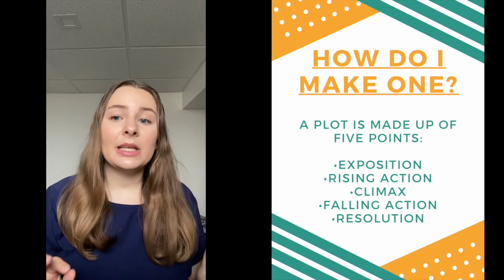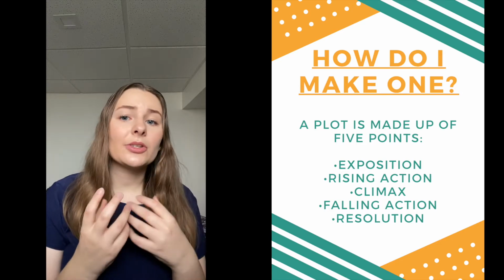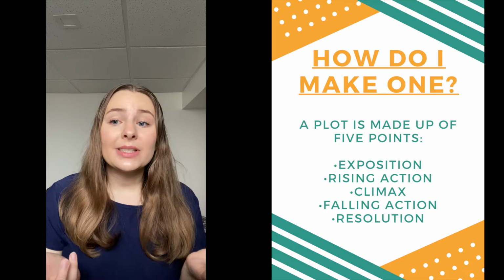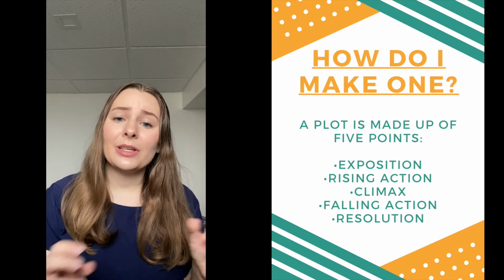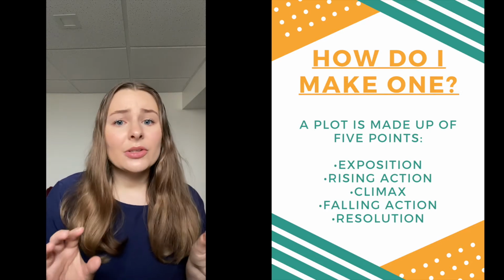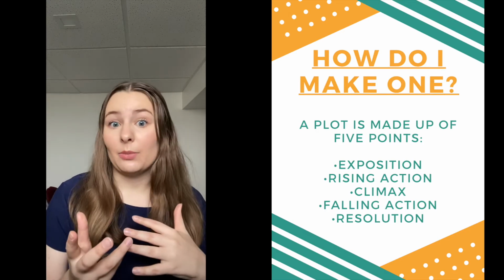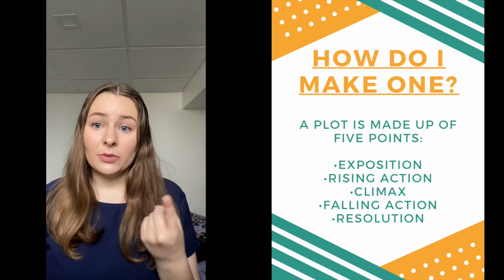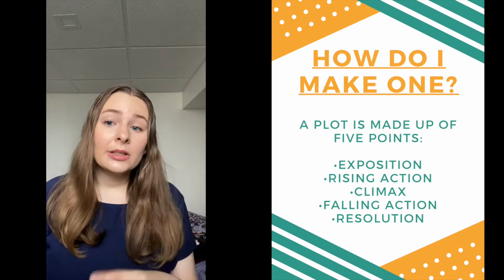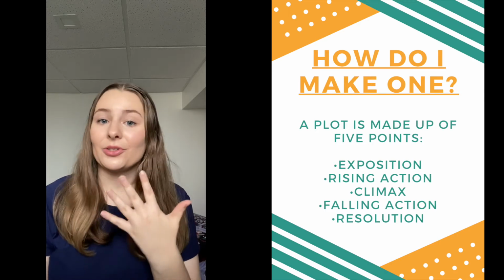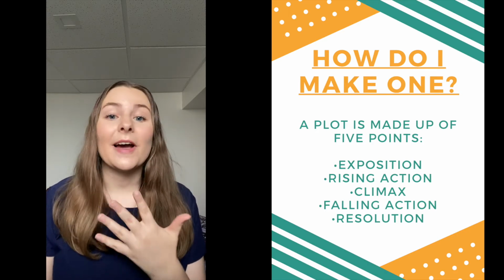Every story has something called conflict, which is the problem that the story's characters have to overcome or solve together. It's what makes the story interesting. A story without conflict is pretty flat and pretty boring. So there are 5 steps to creating a plot, all of which relate to the conflict in some way. They are called exposition, which is the beginning, rising action, the climax, falling action, and then the resolution, which is the ending of our story. So we're going to go through each one of these 5 points together.